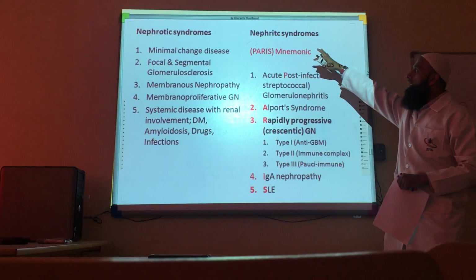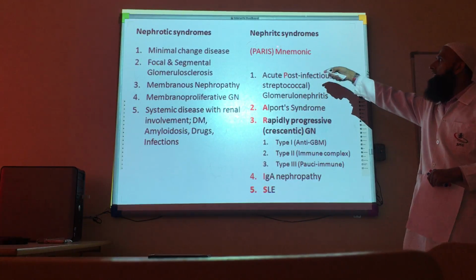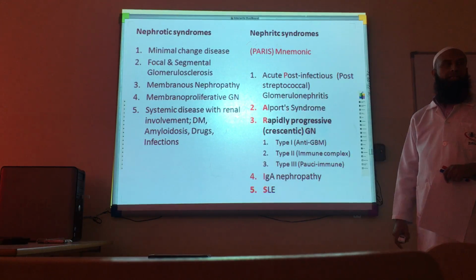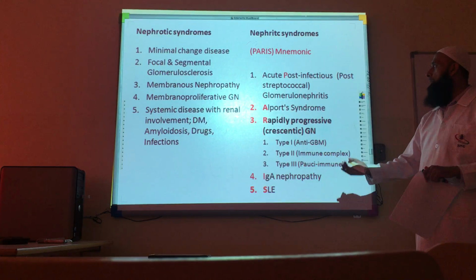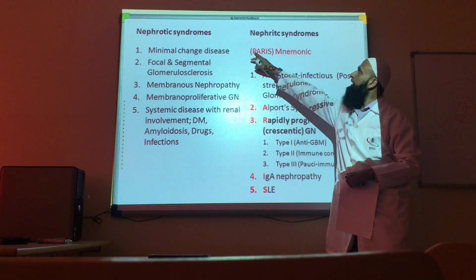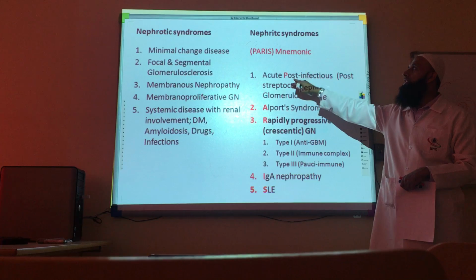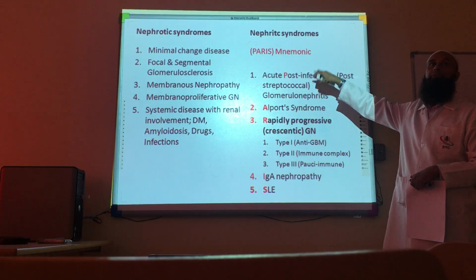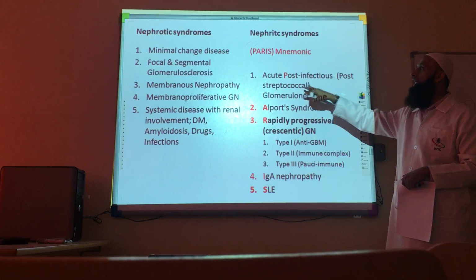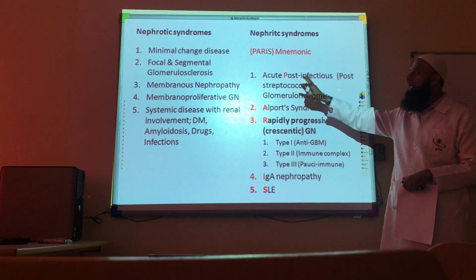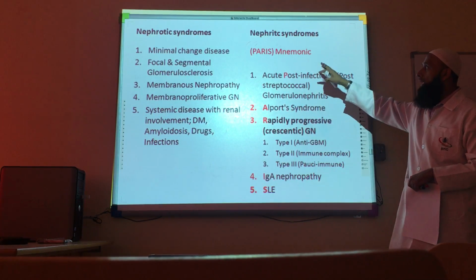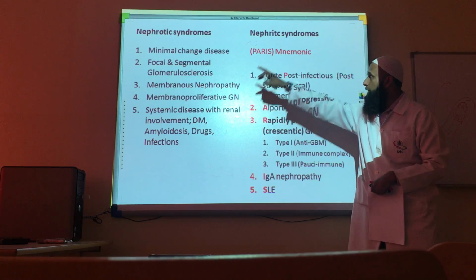It is very easy to remember nephritic by the mnemonic word Paris. So you all know about Paris. Some of you have already traveled. So P, you can remember post-infectious. It means this is the disease which happens after some infections, very commonly because of post-streptococcal. We will go into detail shortly, in the next lecture. This we will discuss today.